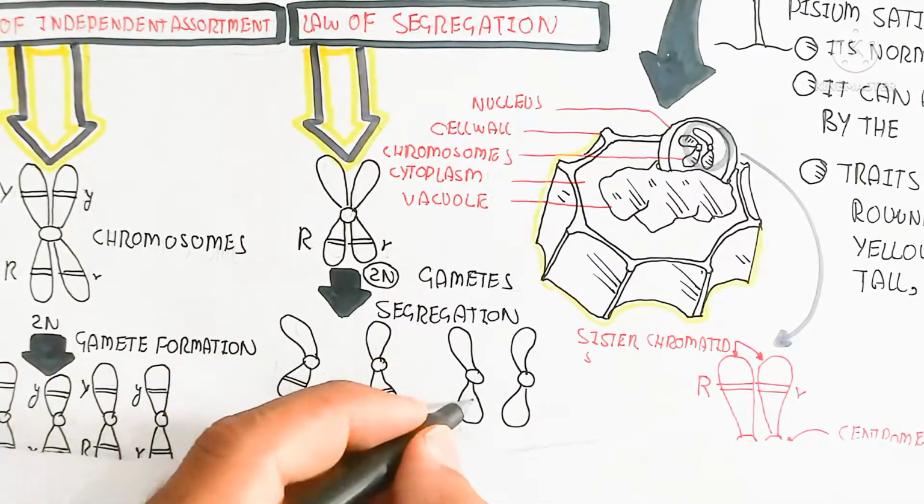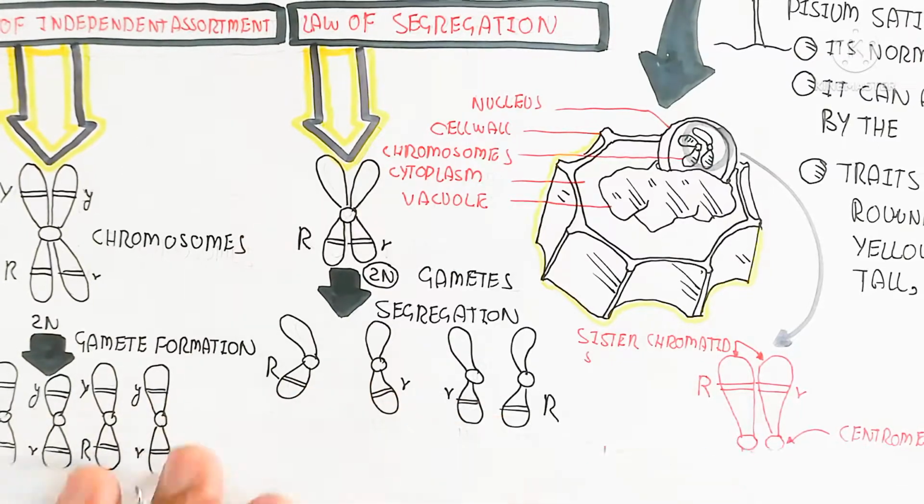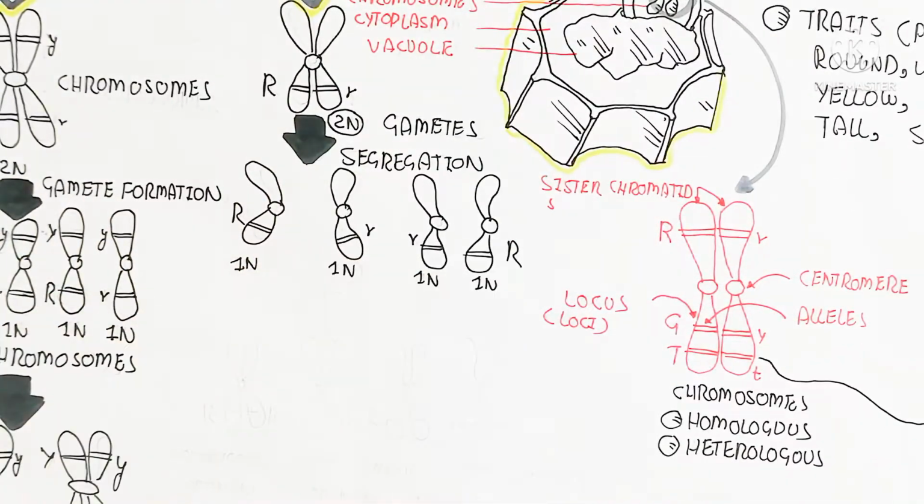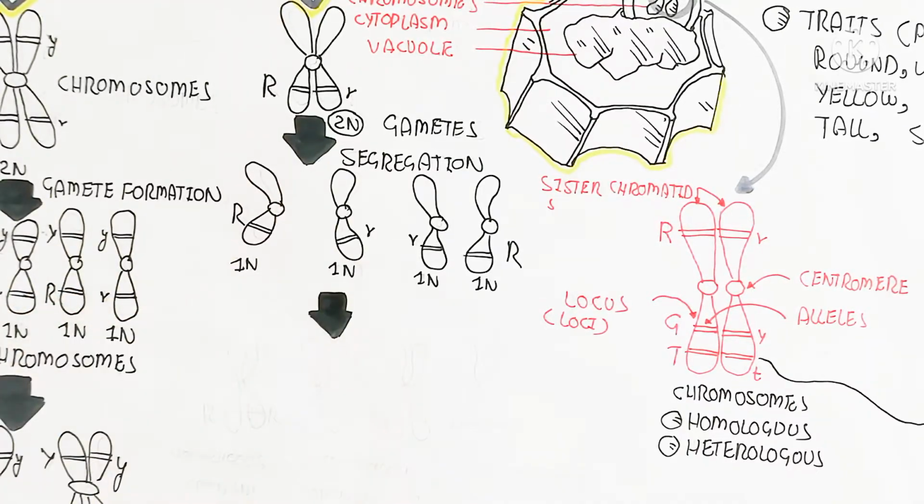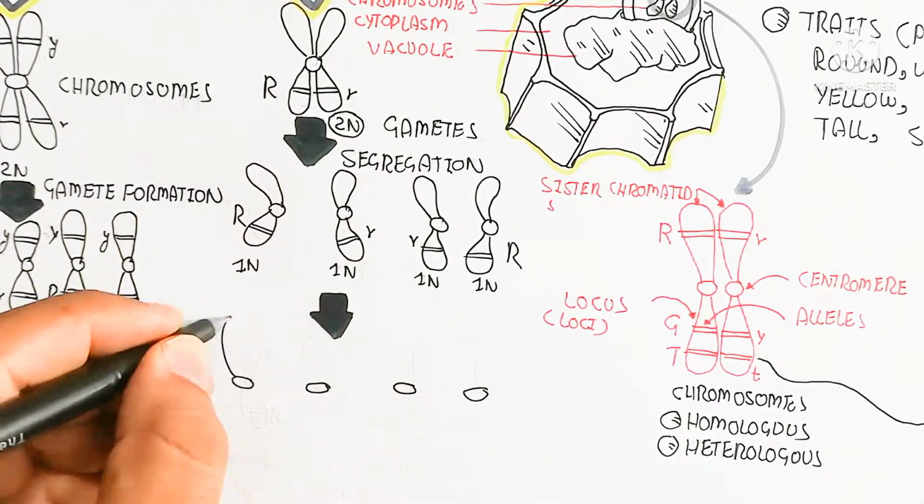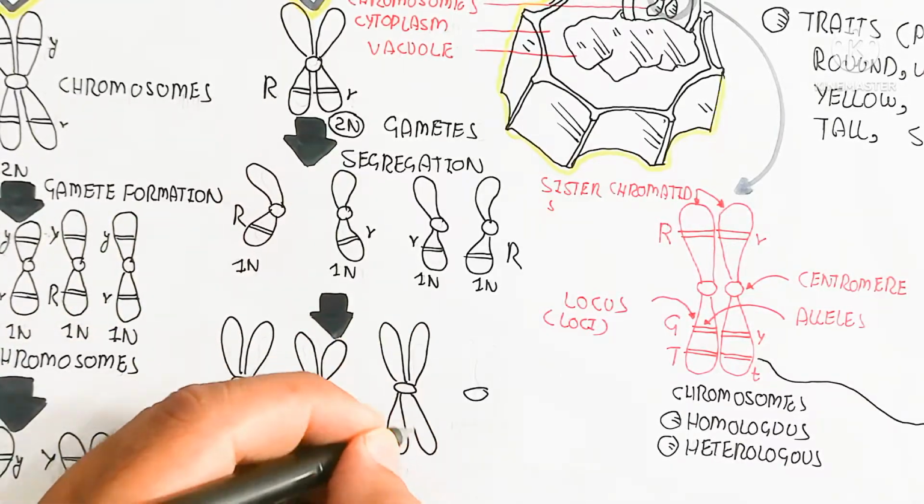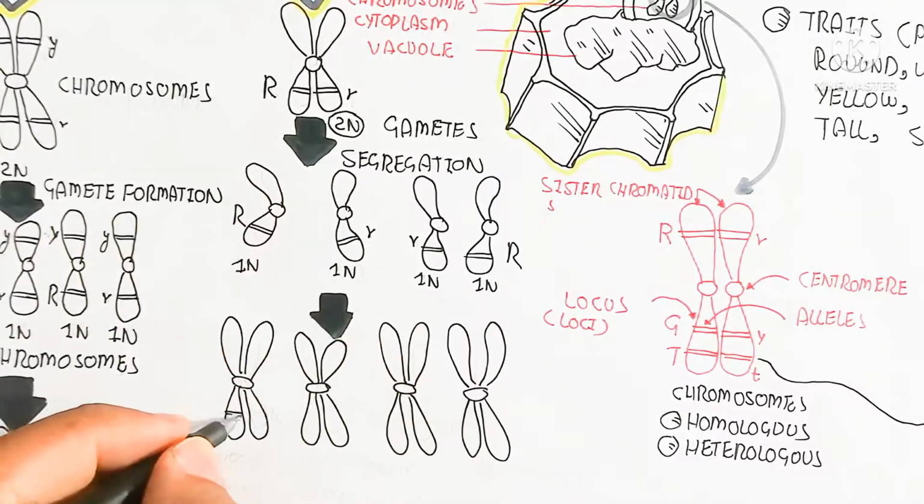So let's begin to understand the law of segregation. That was the independent assortment, but segregation is the same, as you can see here. The round and wrinkle genes will separate in the gamete formation, for example, sperm and egg.